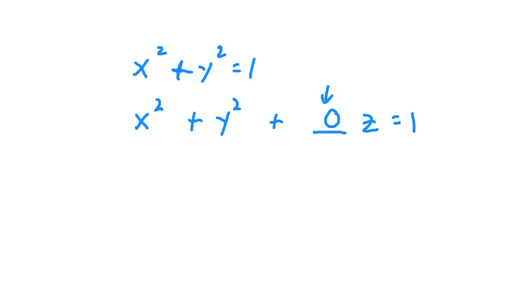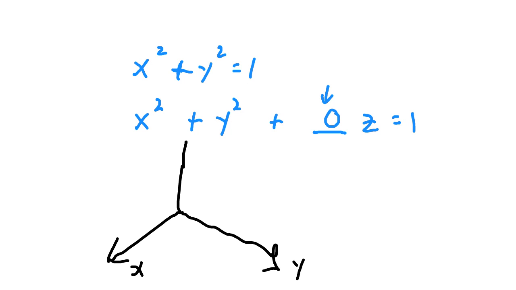So think of if we were to draw an x, y, and z axis. We could draw a circle right here in the xy plane, and that obeys x squared plus y squared equals 1, a circle centered at the origin with radius 1.